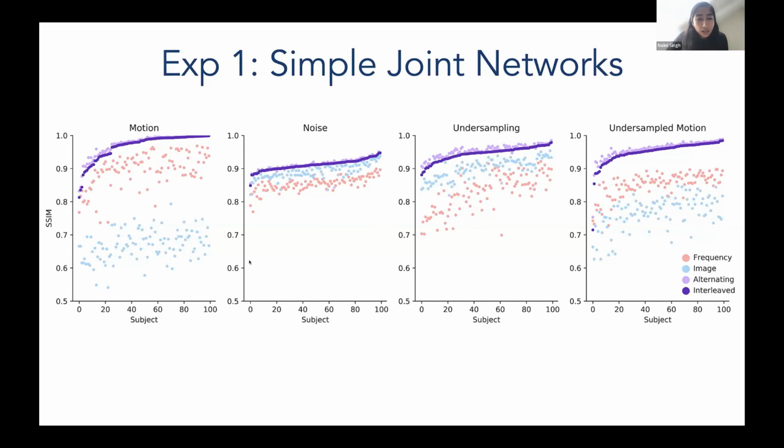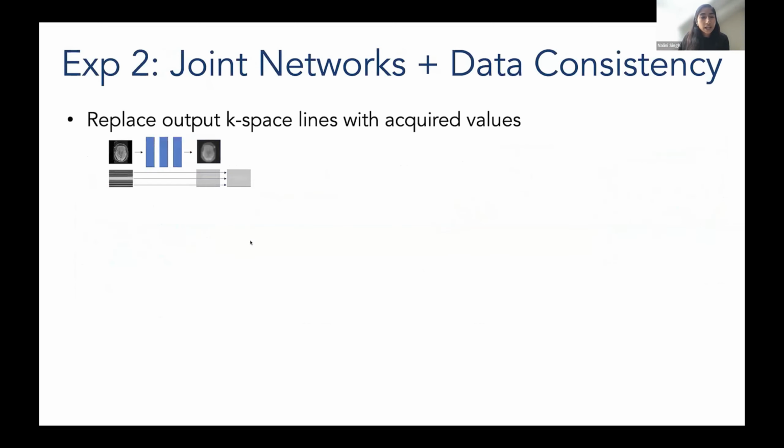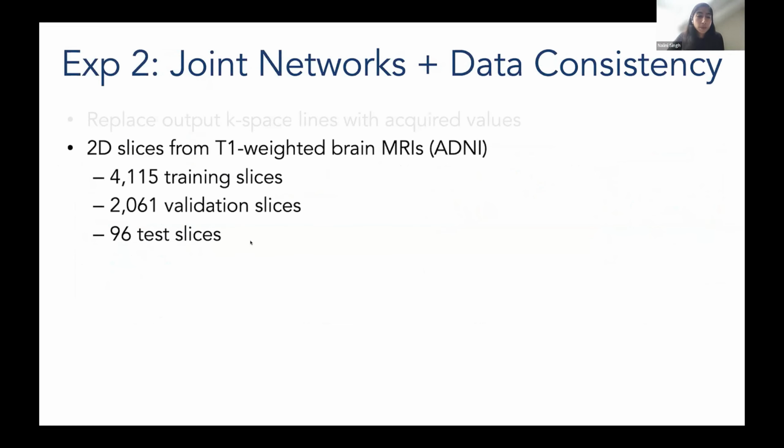Okay, so we'll move on to the second set of experiments. And so now we have a slightly more complicated architecture where it's the same setup as before, but instead of just taking the output of the neural network, for the undersampled case where we think that the data from the scanner is correct, we'll replace the data at the locations where we've acquired it with the data that we got off of the scanner.